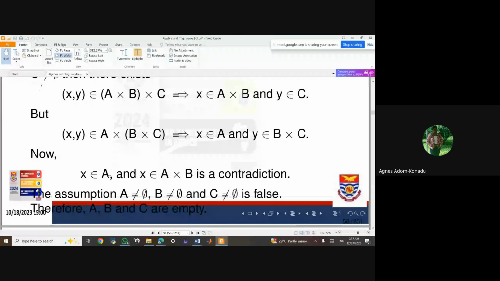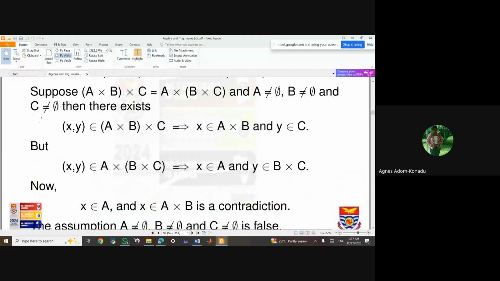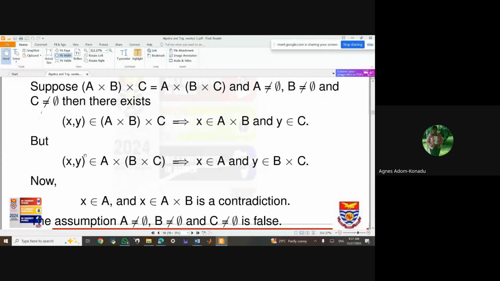Now, x is in A and x is in A cross B is a contradiction, because we're told that x is in A cross B. Now we are saying that x is in A. And this is a contradiction, because we are expecting x to be in A cross B, but here we are saying it is in A only. So this is a contradiction. So since it's a contradiction, then we can say that (A cross B) cross C is equal to A cross (B cross C). So the assumption that A is not empty, B is not empty is false.